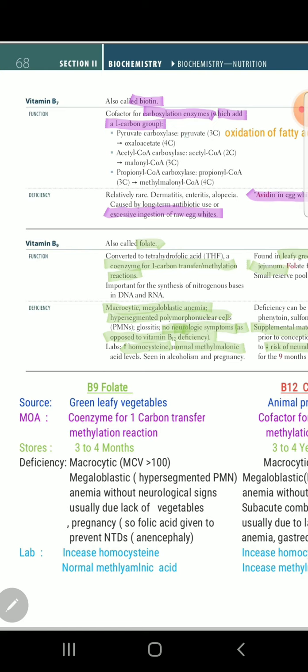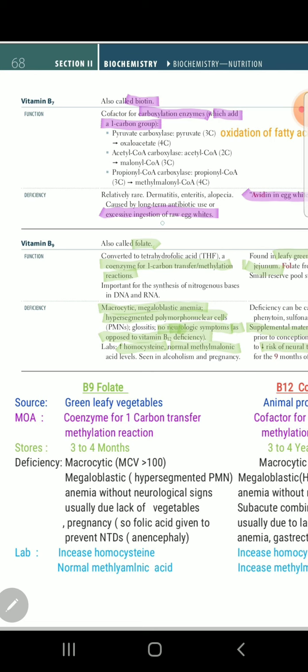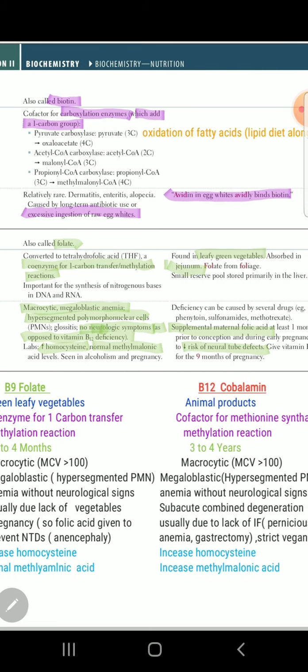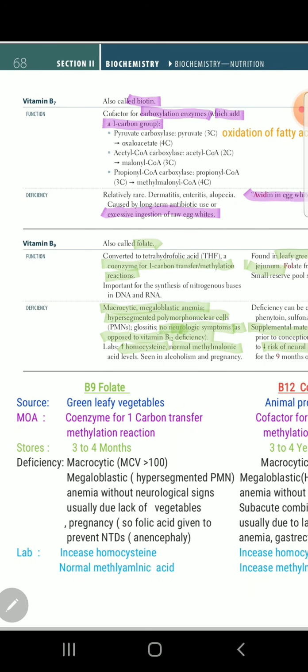And B1 should be taken with a carb diet, and B2 with proteins. And the deficiency is related to excessive egg ingestion, because eggs have avidin in them that binds with biotin and won't let it absorb. So B7 is related to eggs, oxidation of fatty acids, and carboxylation enzymes. It adds one carbon group, and gamma carboxylation is vitamin K, and adding of a methyl group is B9 and B12. We'll discuss it here. It's also one carbon transfer, but a methylation reaction. Here it is a carboxylation reaction.